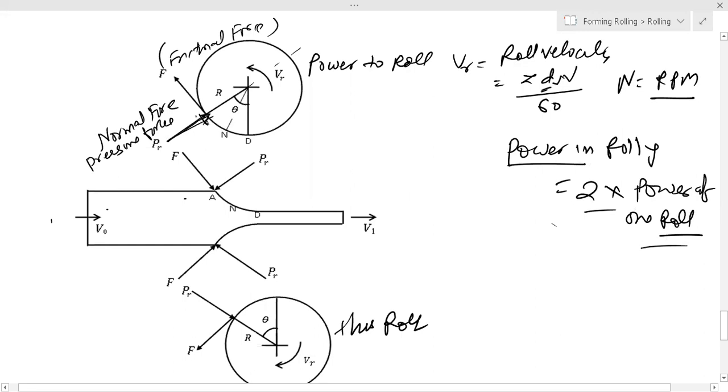So this is the contact pressure force and this is the frictional force acting on the roll. This is opposite to the velocity of the roll. This is the roll velocity direction, this is the frictional force opposite, and this is the normal compressive force.